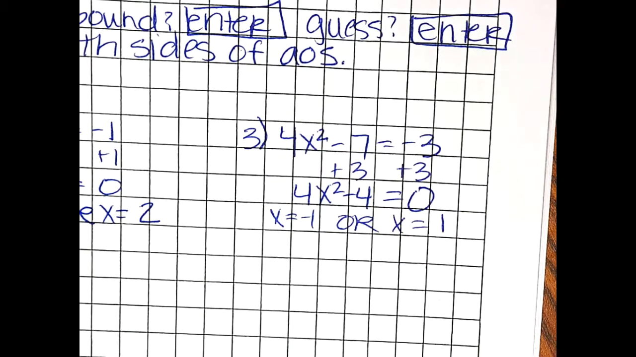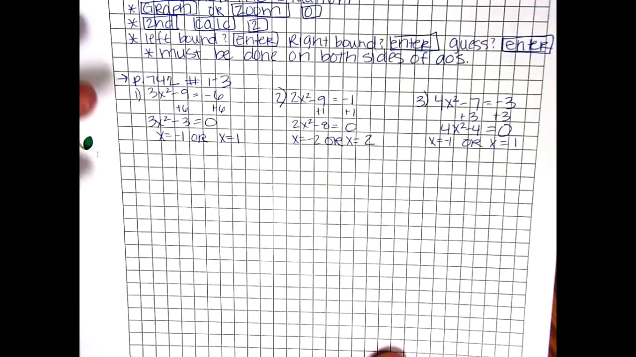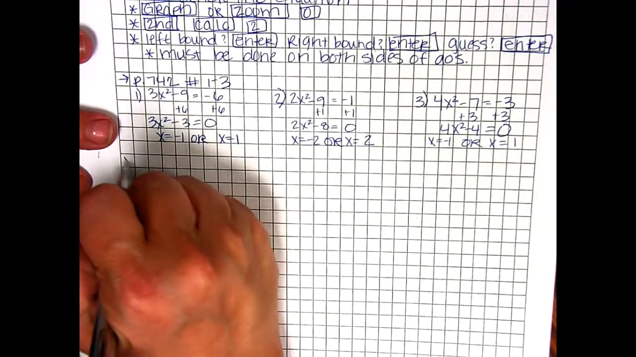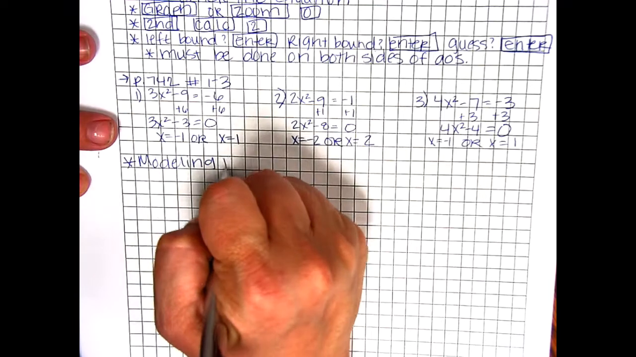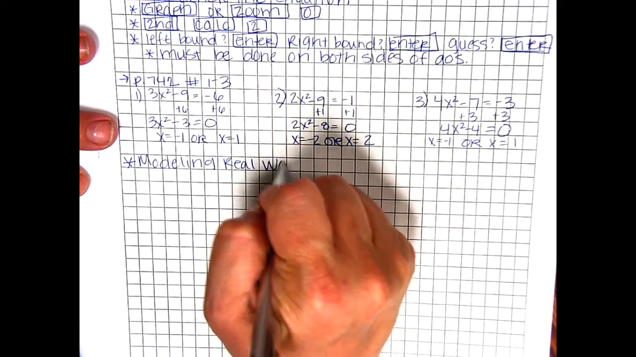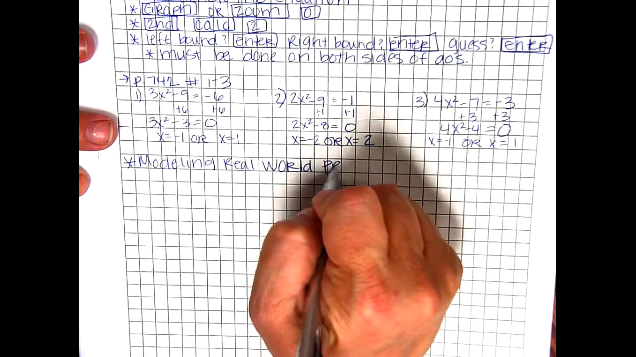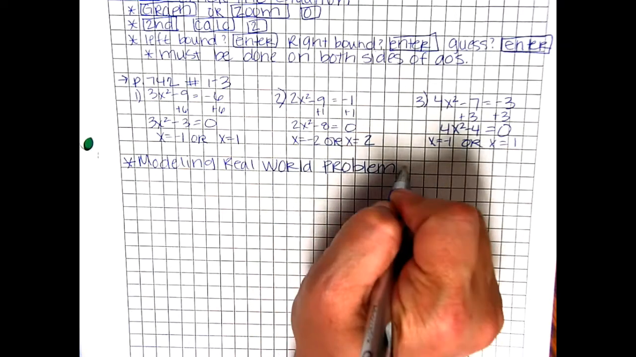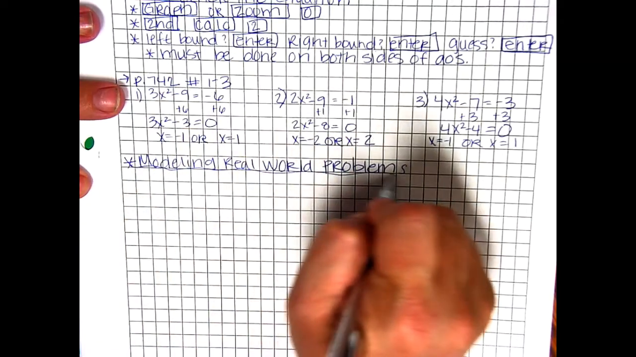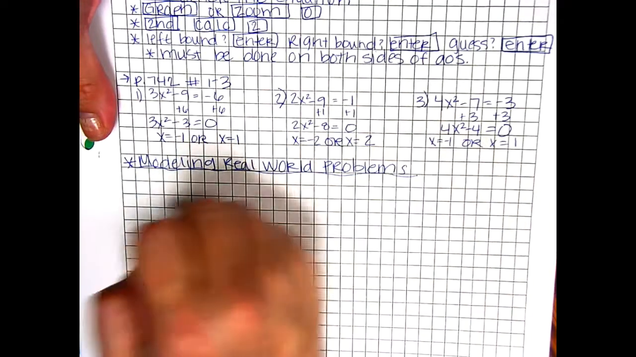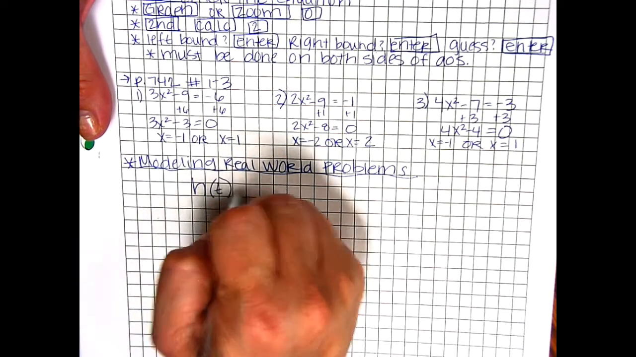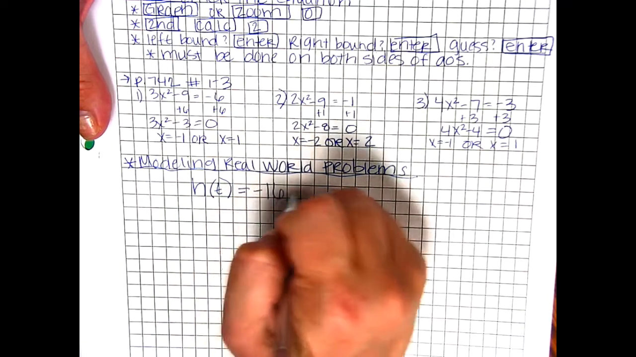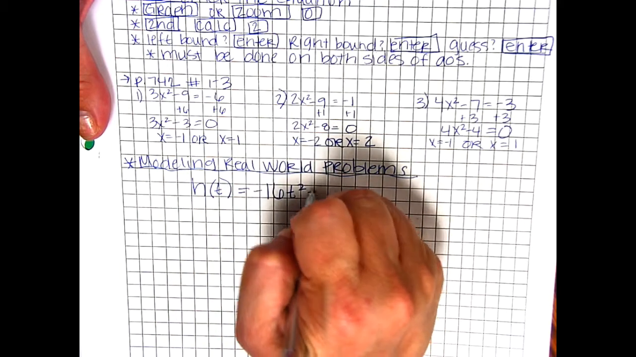But again, you're just going to follow the calculator steps and do the same thing. Okay, modeling real-world problems is our next thing. Okay, and we're going to use a formula, and we're going to use a variation of this for the rest of the year pretty much. It's h of t equals negative 16 t squared plus c.